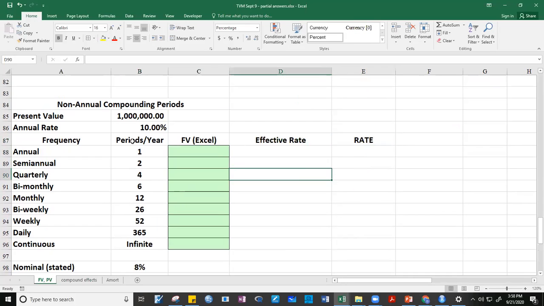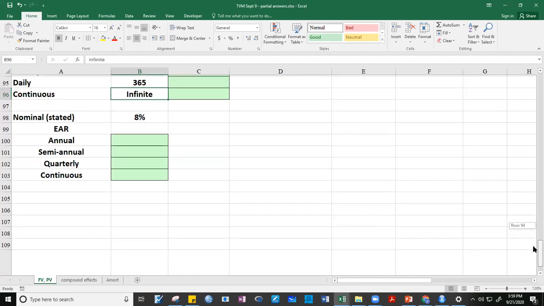How much will this be if the compounding is once a year? Sometimes you get interest that is compounded twice a year, so that's semi-annual. Compounded quarterly means the interest is computed 4 times a year. Monthly is 12 times a year, then there's daily compounding, and then continuous compounding, which is infinite.